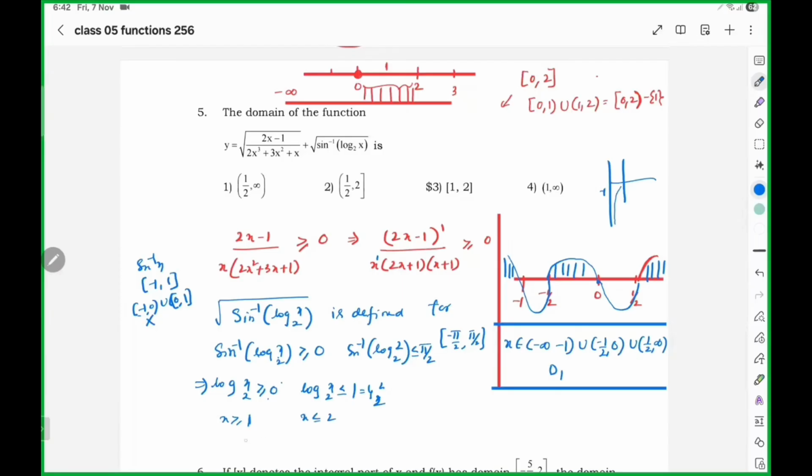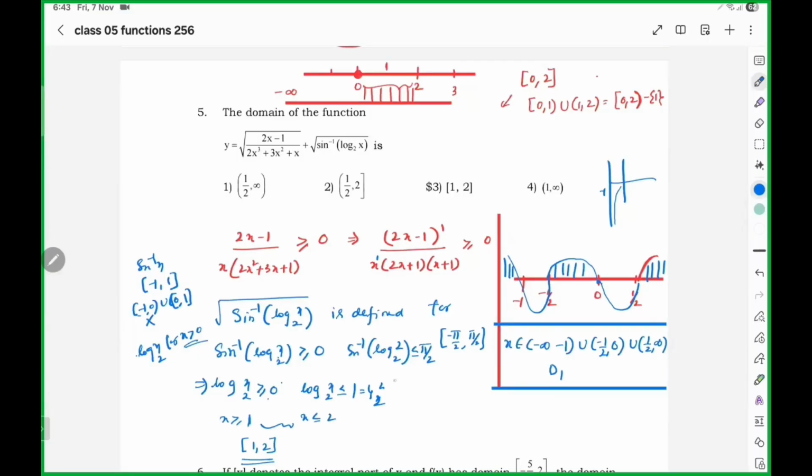So from these two I can say x is between 1 and 2. And the log function is defined for positive values. So log x to the base 2 is defined for x greater than 0. So anyhow 1 to 2 is greater than 0, we don't have any problem.